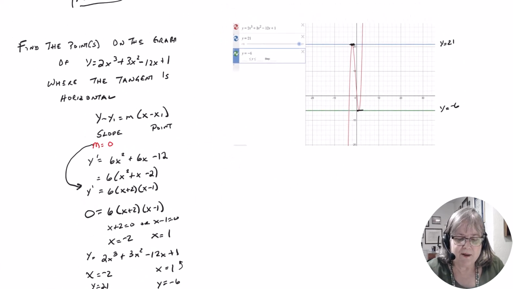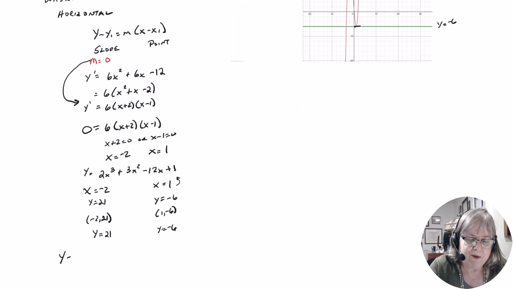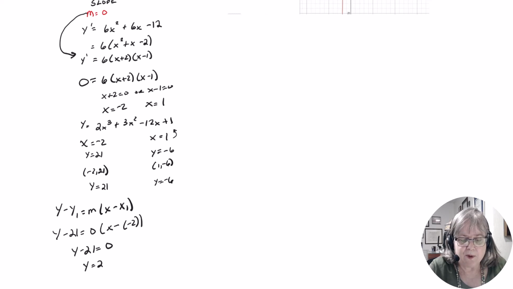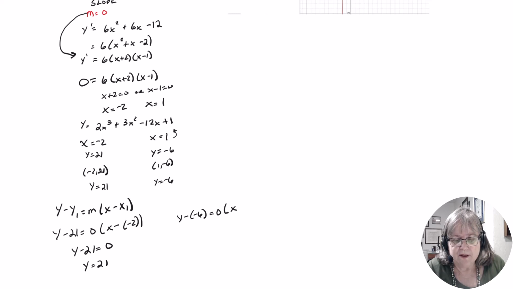If you don't believe the 21 horizontal thing, let's look at this one. You would go y minus 21 equals the slope, which is 0, times (x minus negative 2). So y minus 21, 0 times anything is 0, y is 21. See how you get that for horizontal? And the same thing here, y minus negative 6 is equal to 0 times (x minus 1). So y plus 6 is equal to 0, y is equal to negative 6.